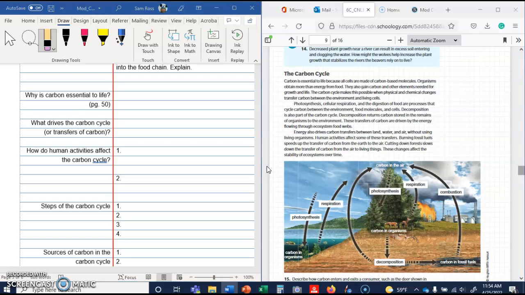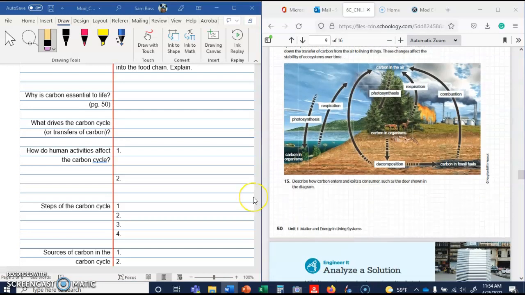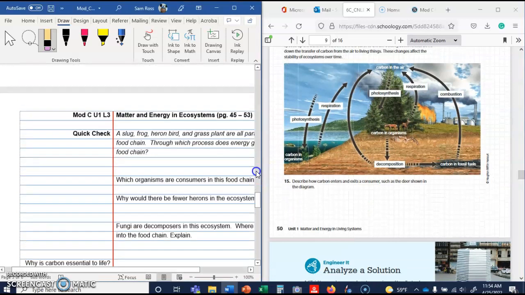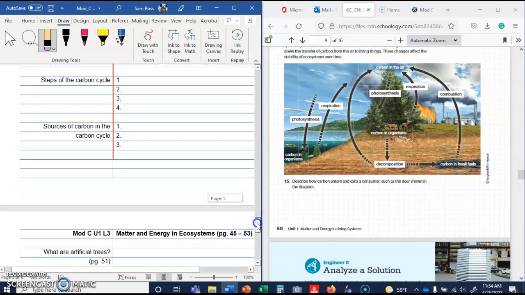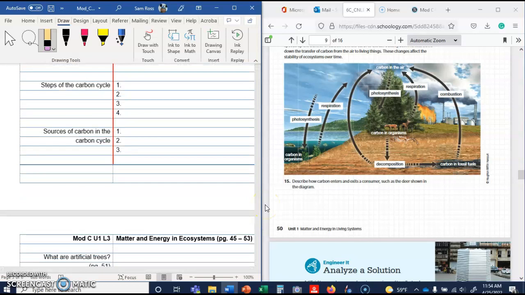So let me scroll down. And here we have the 4 steps of the carbon cycle. And what you'll see, some of these are the same. So photosynthesis is one of the steps, you find that twice. Respiration is one of the steps, you find that twice. Combustion is a step, and decomposition, okay? So as far as steps, it doesn't matter what order you go in. Photosynthesis, respiration, combustion, decomposition, those are the steps.